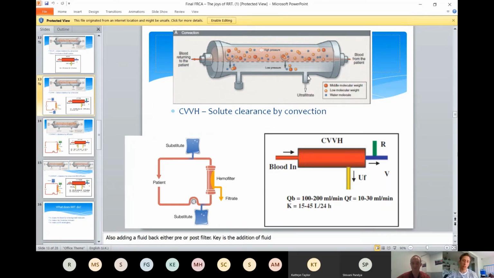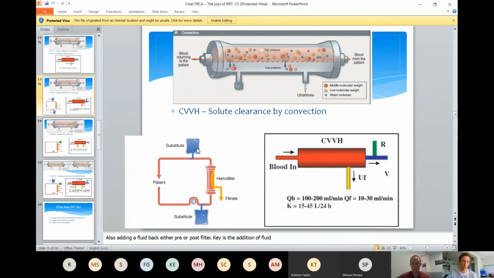So CVVH is that, but then you add in some extra fluid to it, either before the filter, as Kathyrn said, to pre-dilute it to stop the filter clotting, or giving some fluid with the right electrolyte content after the filter. So that is CVVH.